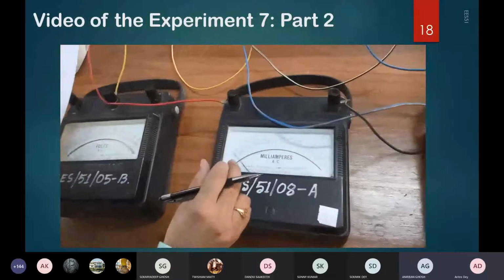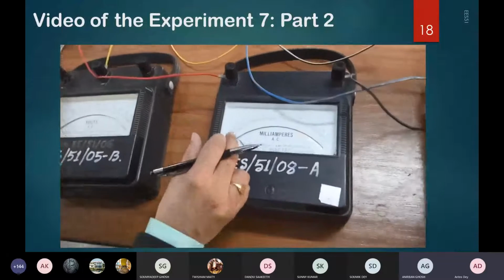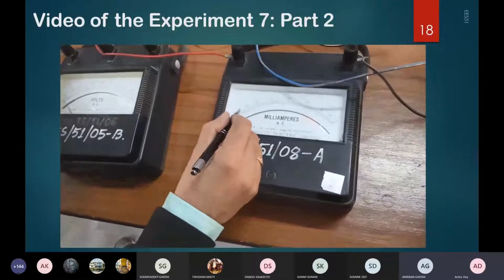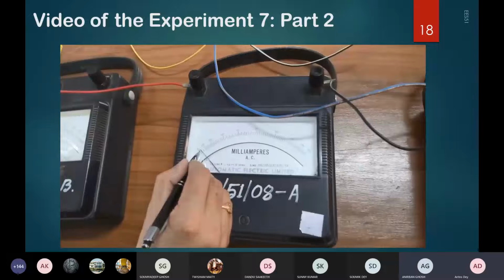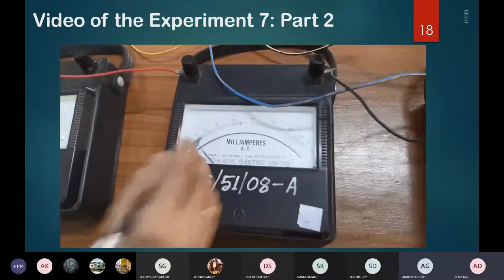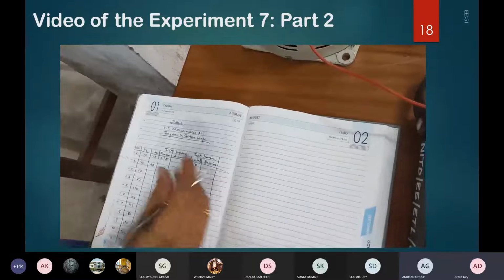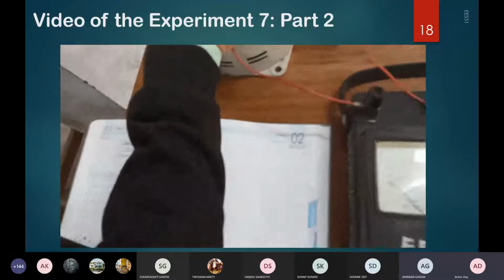So 0.3 for tungsten, and for the carbon, between 100 there are 4 divisions, so approximately 25 we can take. Okay, 25 milliampere for the carbon. And then let us now go to 60.